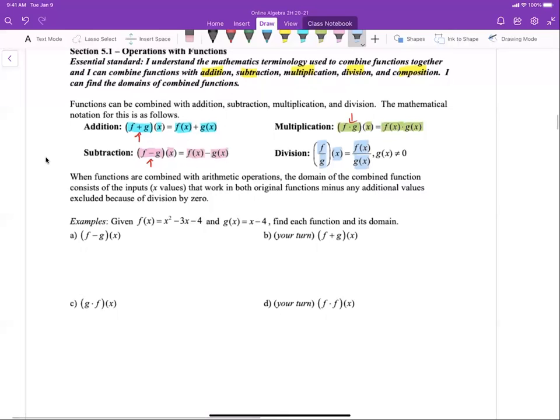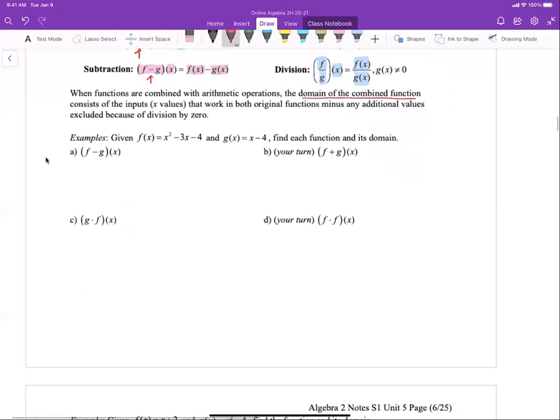So when functions are combined with these operations, the domain, which is what I was just talking about, of the combined function consists of the input x values that work for both the original functions, minus any additional values excluded because of division by 0. So let's do some examples.